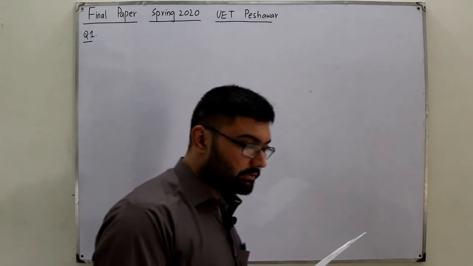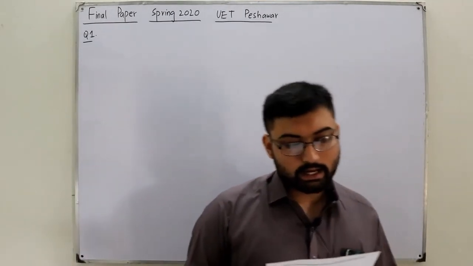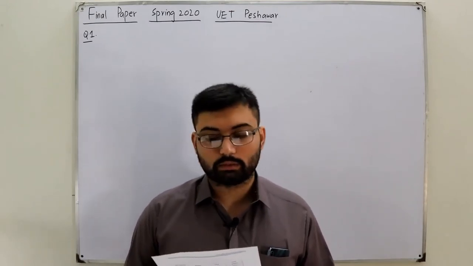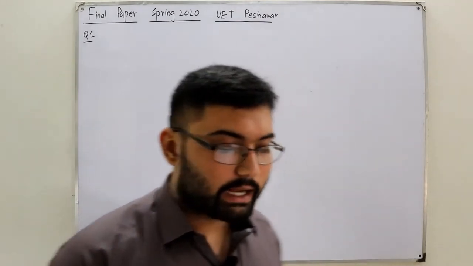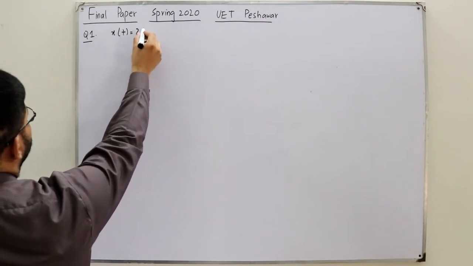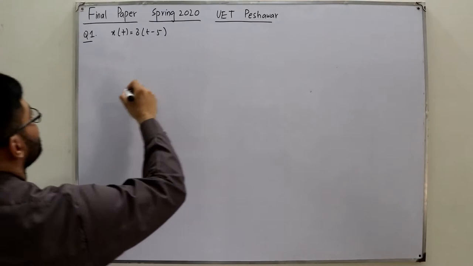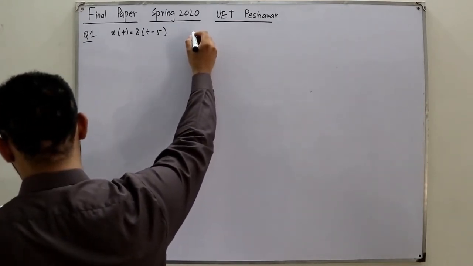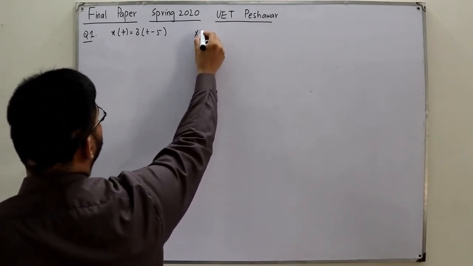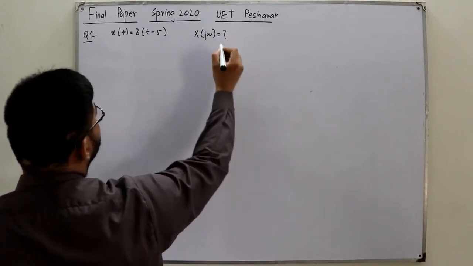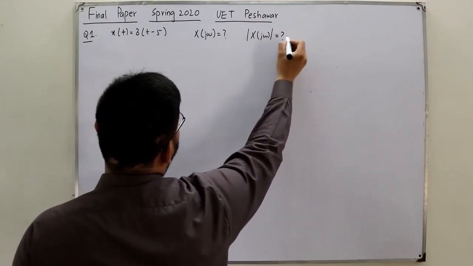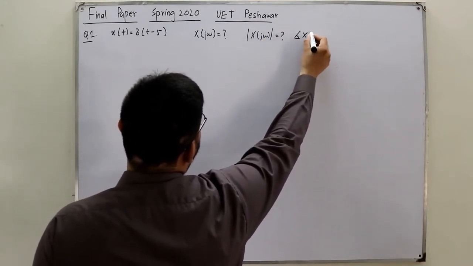Question number one is that find the Fourier transform of the following signal and sketch the magnitude and phase as a function of frequency, including both positive and negative frequencies. And the signal that is given is x of t, a shifted impulse signal, delta of t minus 5. You are asked for the Fourier transform, which means x of j omega for the signal, and then you have to plot the magnitude of it, and you have to plot the phase of it.